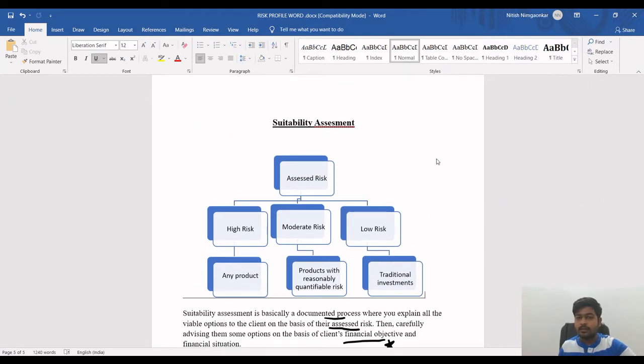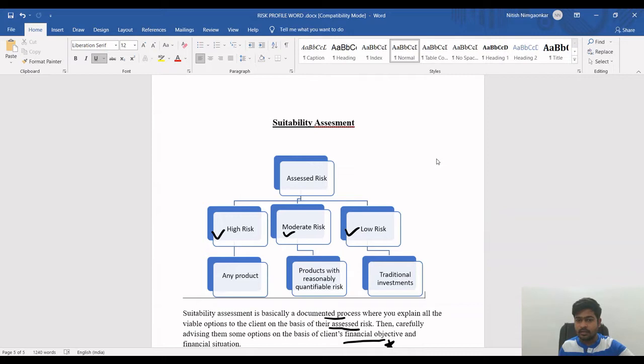After completing risk profiling in the previous step, you assess the client's risk: the client falls under either the high risk category, the moderate risk category, or the low risk category. On the basis of that, in this step you advise the client a suitable product.